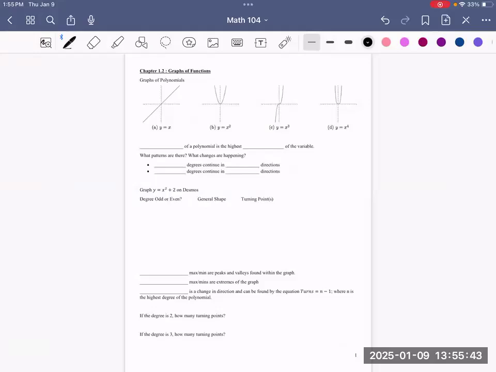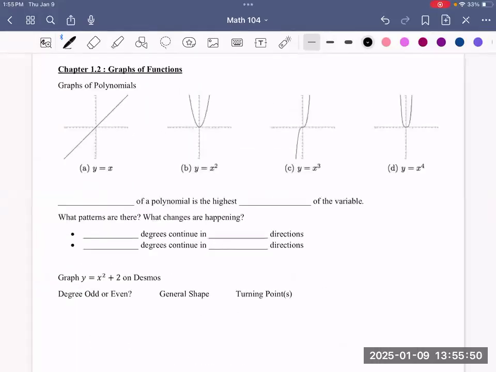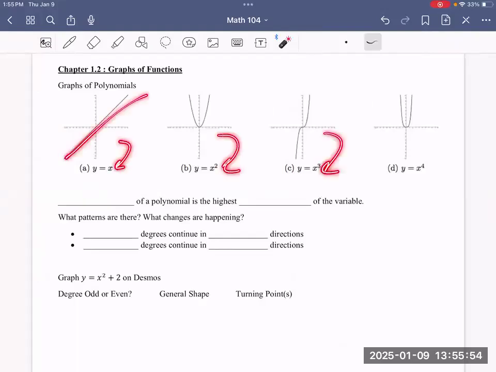Welcome to Math 104, Chapter 1.2, where we talk about graphs of functions. So here we have graphs of polynomials, and each graph is paired with its own parent function. Of course, some of these functions will get more complicated as we go throughout the semester.